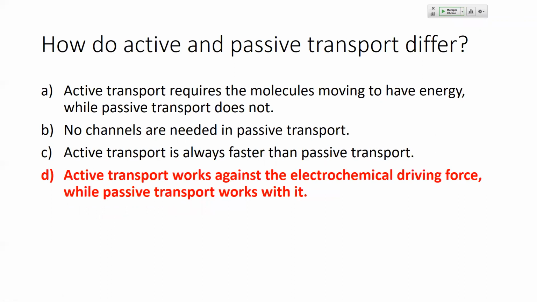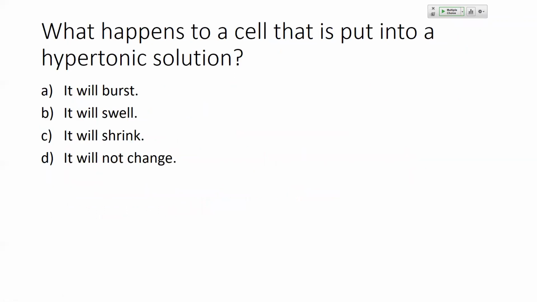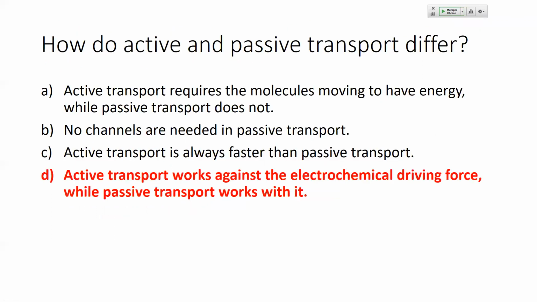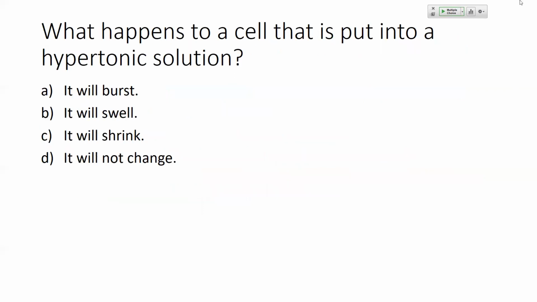So active transport works against the electrochemical driving force. I'm going to remind us what the electrochemical driving force is. Let's go back to this one. This is the gradient that a molecule wants to move against, right? Active transport is going to require energy because you're moving against that natural driving force, right? Whereas passive transport, we're working with the electrochemical driving force. So the molecule is moving in the direction that it wants to, okay? So we don't require energy. Let's go here.